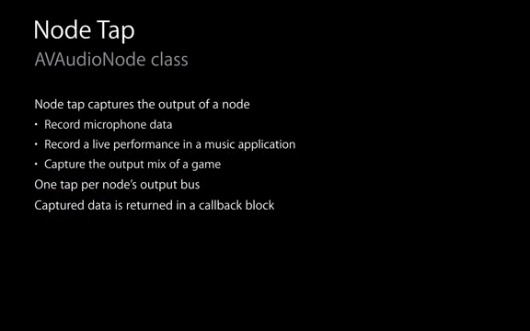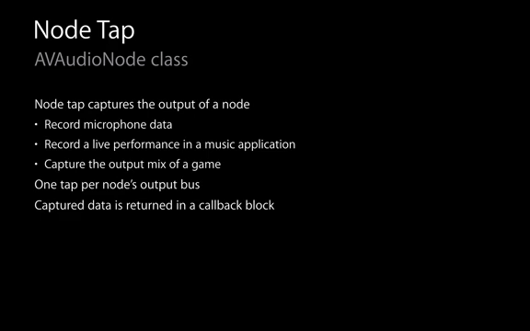All right, so we've talked about player nodes and how you can use a player to push your audio data on the render thread. Well, if you wanted to pull data from the render thread, how do you do that? You use a node tap. And here are some reasons for why you may want to do that. Let's say you want to capture the output of the microphone and save that data to disk. Or if you have a music application and you want to record a live performance. Or if you have a game and you want to capture the output mix of the game. You can do all of that using a node tap.